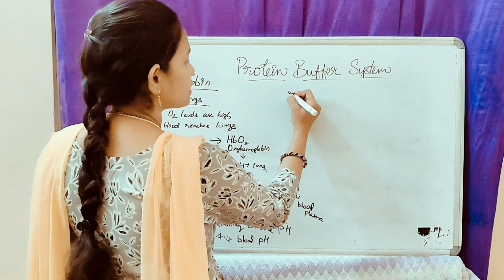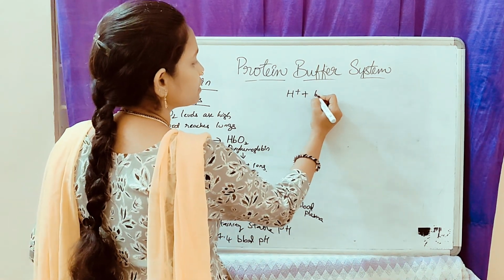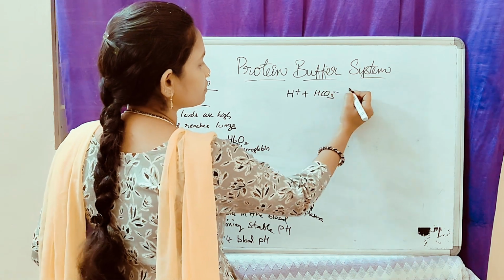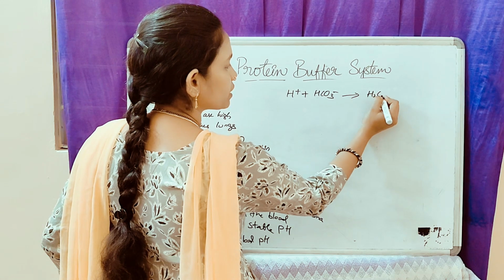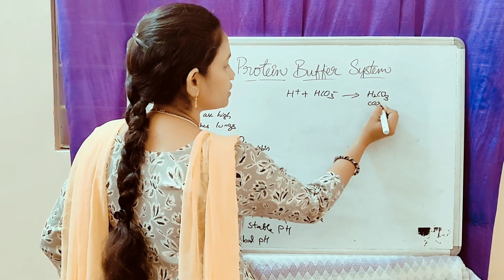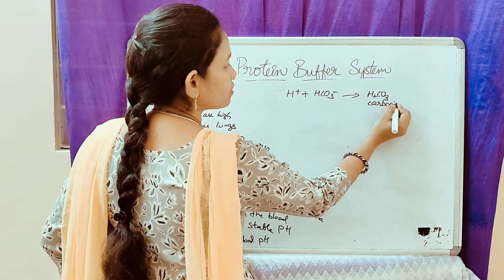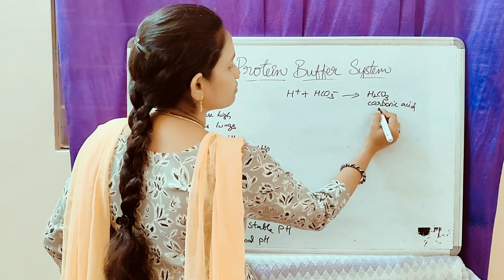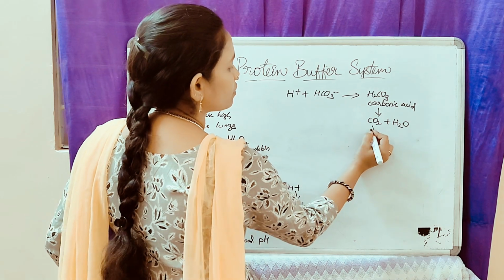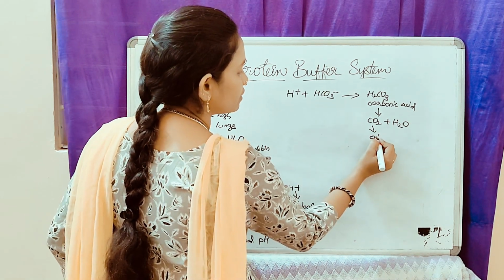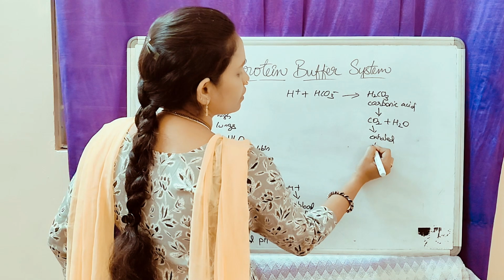So now these H plus ions react with bicarbonate ions present in the blood plasma to form carbonic acid. This we have already seen. Now this carbonic acid will split into carbon dioxide and water, and now this carbon dioxide will be exhaled from the lungs.